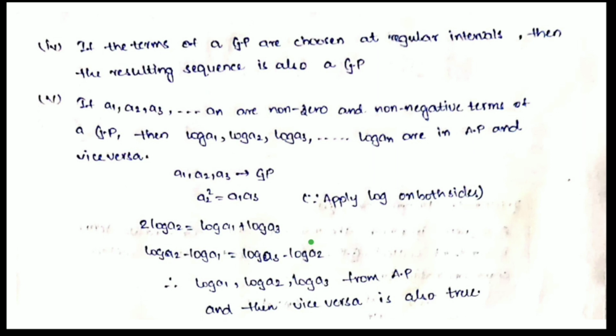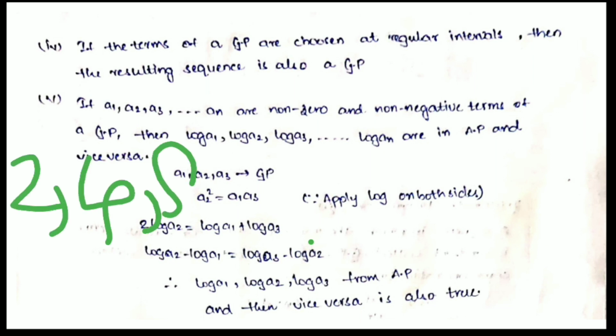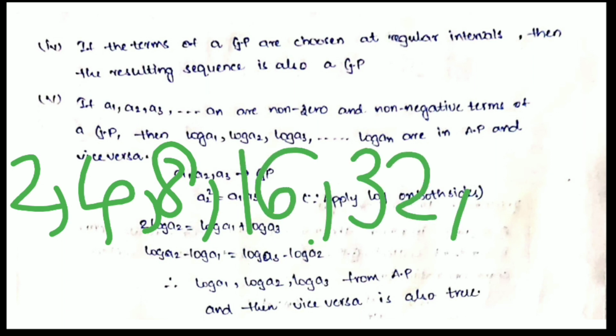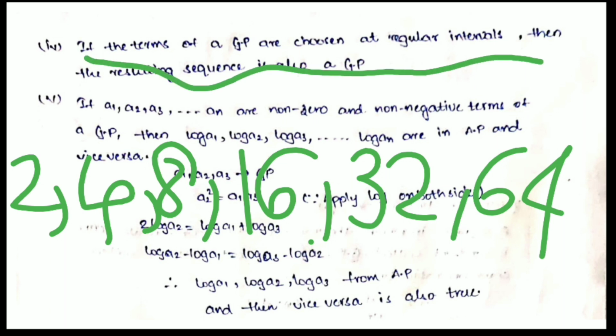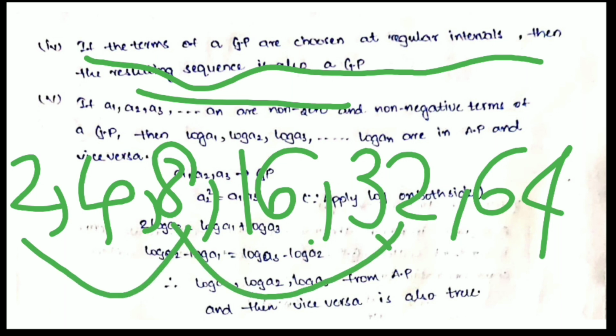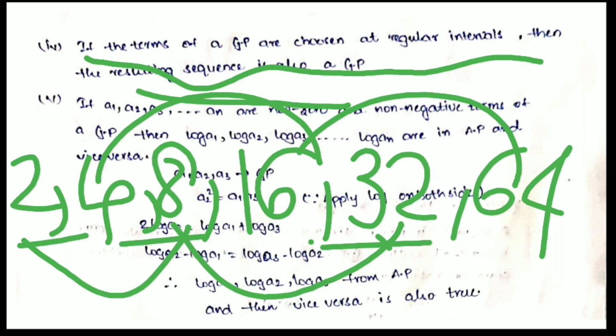If the terms of a GP are chosen at regular intervals, then the resulting sequence is also a GP. Let's check it. Let's take an example. 2, 4, 8, 16, 32, 64. Let's take these terms. I'm taking alternately. That's all. This one: 2, 8, 32.